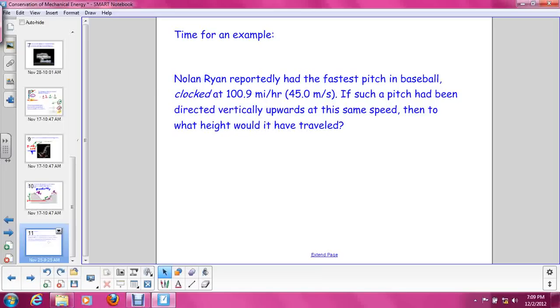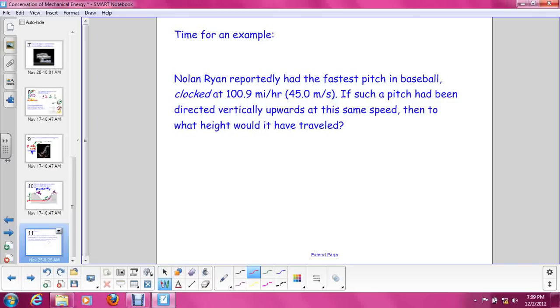Nolan Ryan reportedly had the fastest pitch in baseball, clocked at 100.9 miles an hour, or 45 meters per second. This is incredibly fast. If such a pitch had been directed vertically upwards at the same speed, then to what height would it have traveled?